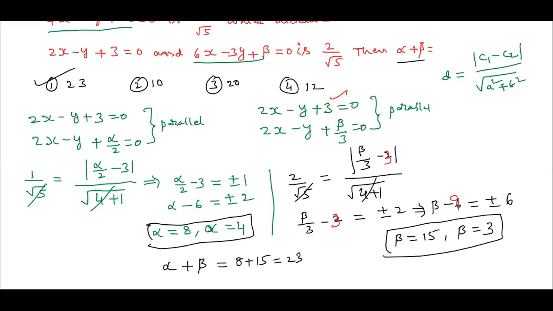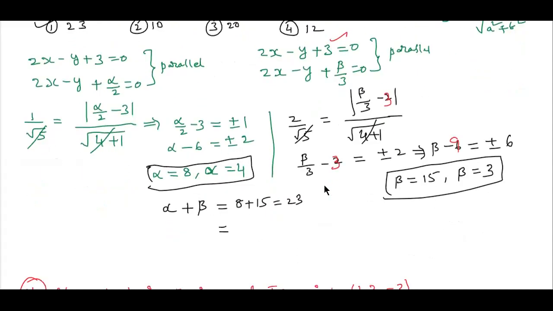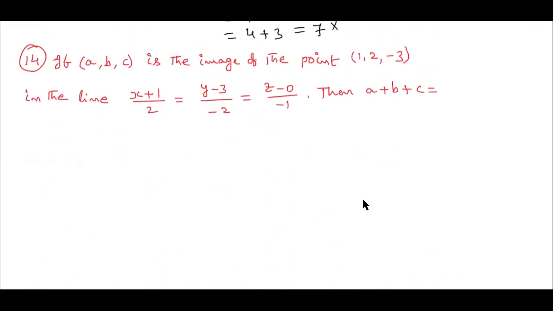Suppose I take alpha value as 8 and change the beta value. Beta value I take as 3. 8 plus 3 is 11. This is not there in the options. Now alpha value is 4, beta value is 15. This is 19. This is also not there in the options. 4 plus 3 is 7. This is also not there. Here we are getting 4 cases. Finally, alpha plus beta value is 23. This is also an easy question, but here we are getting 4 cases. That is what we want to observe.